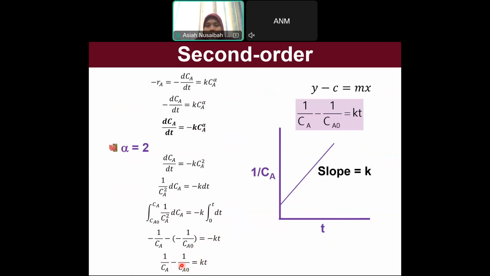So we can rearrange or simply use this equation. Rearranging is also fine to get y equals mx plus c. So in this case, our intercept will be 1 over CA naught. To prove that it is second order, we have to plot a graph where the y-axis will be 1 over CA and our x-axis is time. If the R square is high, then our slope will be k.